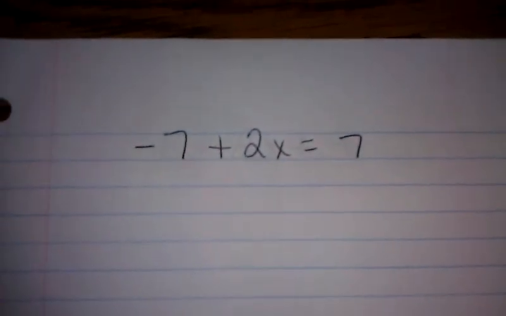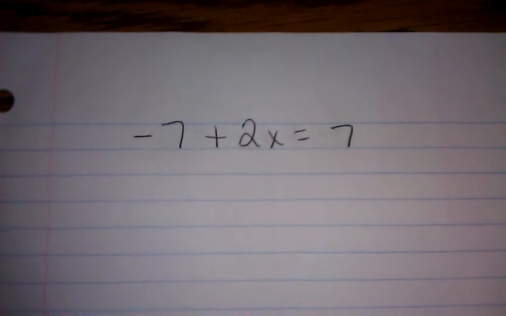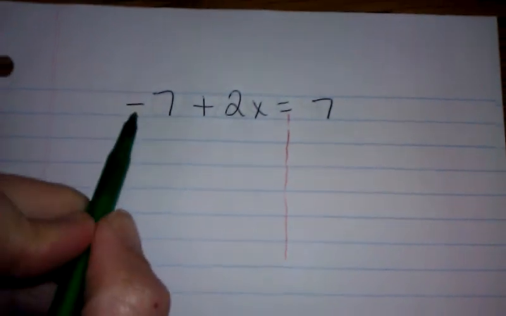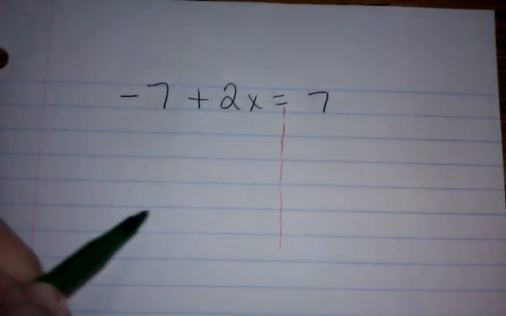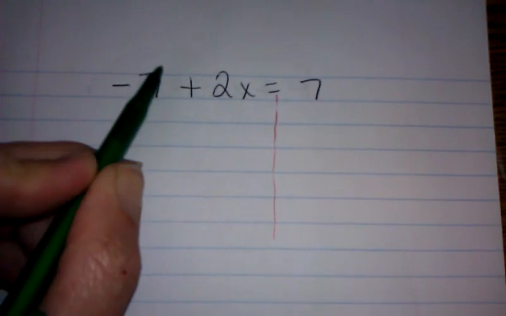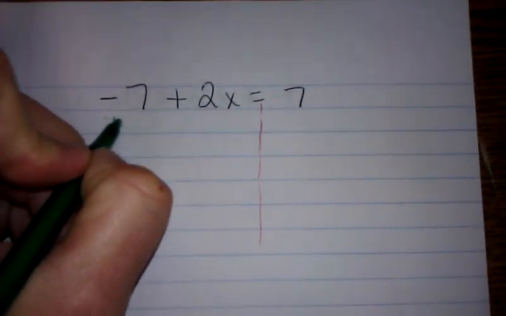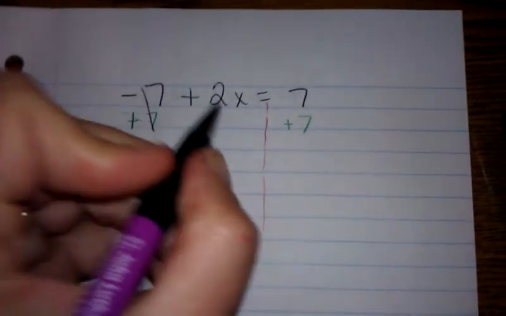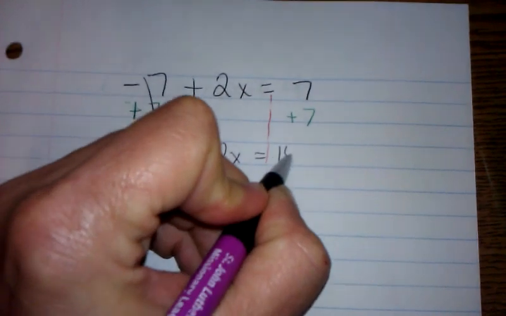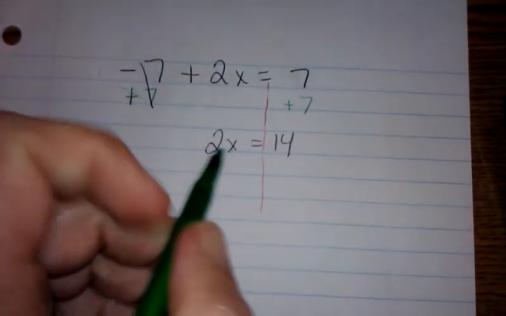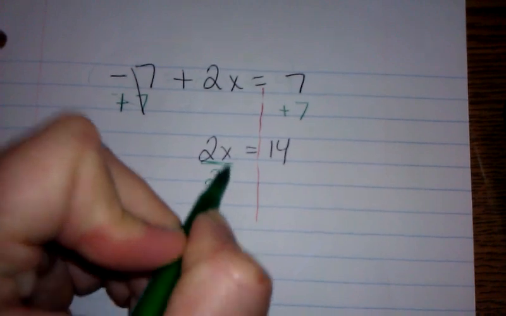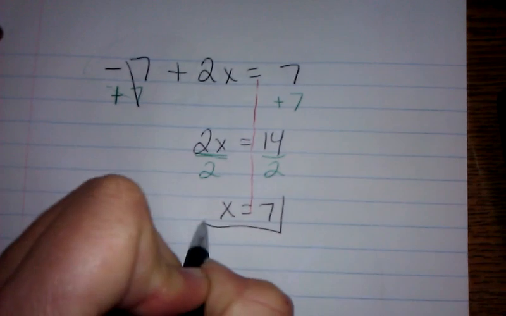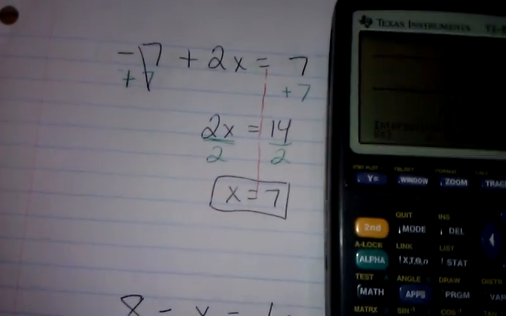Here's the next problem. Pause the video, come back and see how you did. I'm going to draw my dotted line. It says negative 7 plus 2x equals 7. Okay, I need to move this negative 7. I need to add 7 to each side. These cancel out. I get 2x equals 14. 2 times x. The opposite of times is divide. I will divide each side by 2. x equals 7.